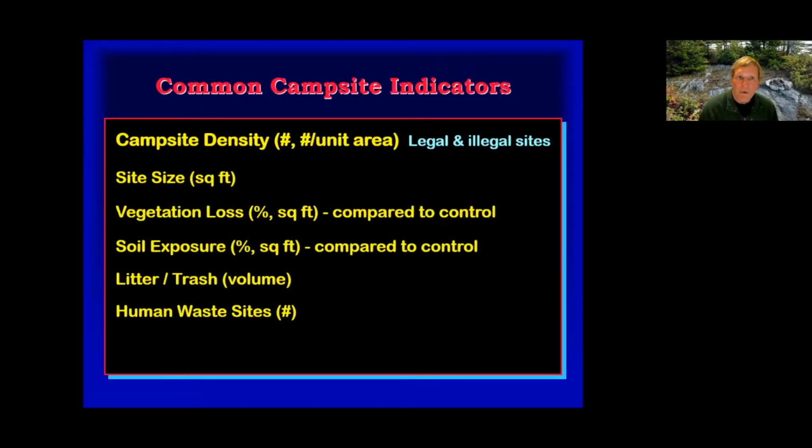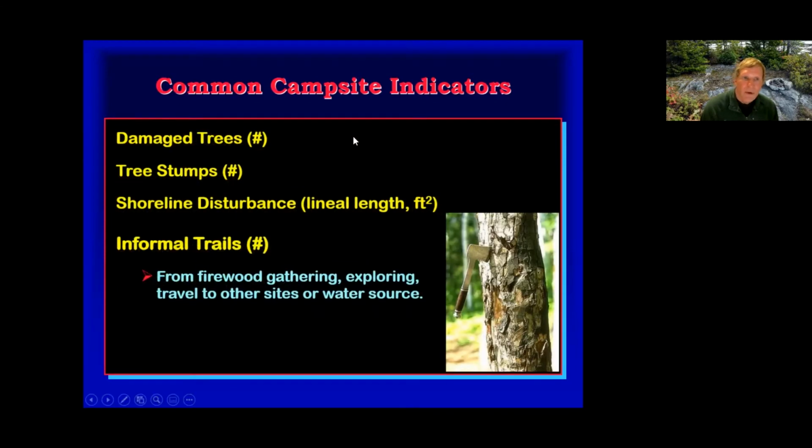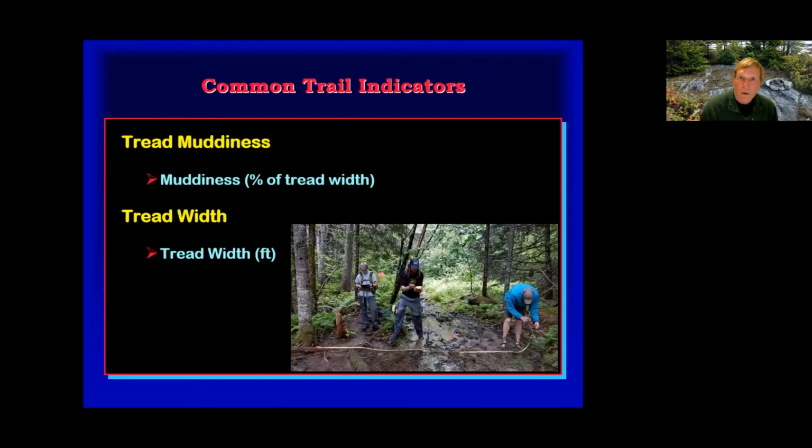Here are some common campsite indicators, like the density of campsites, the size of campsites, vegetation loss on sites, human waste, improperly disposed human waste or litter. The number of damaged trees or tree stumps on a campsite might be good indicators. Informal visitor-created trails, might be the number of these trails that connect to a campsite, for example. For trails, for formal trails, it might be the amount of muddiness that you encounter, or the width, excessive width. The picture at the bottom here clearly shows an image that would be considered unacceptable to many managers.